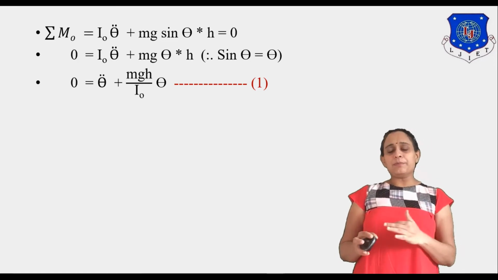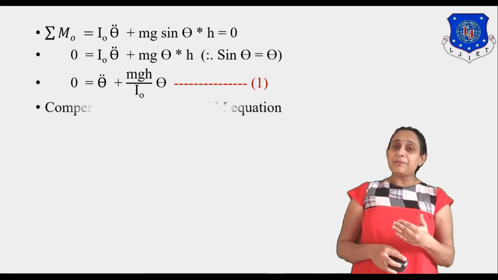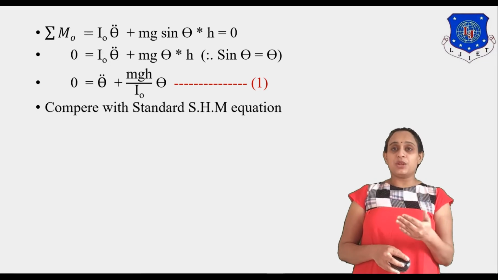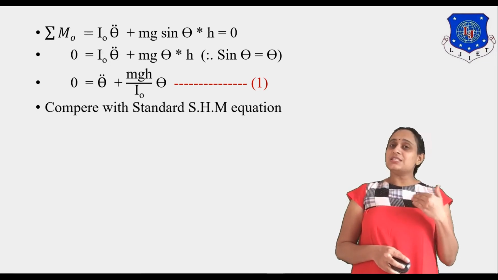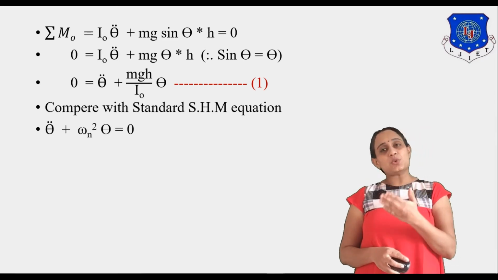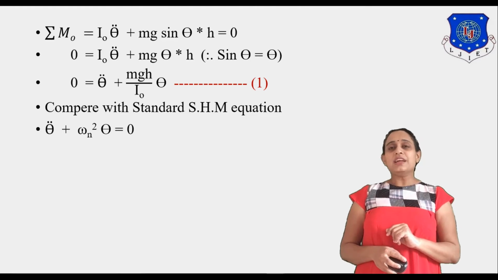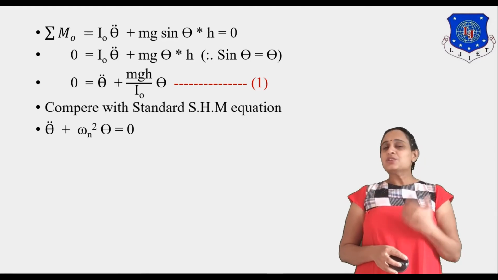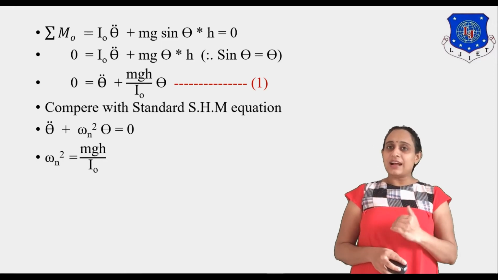Now let us compare this equation with simple harmonic motion. By comparing, the equation is theta double dot plus omega n square theta is equal to 0. So what is the omega n square value? It is mgh upon I0. So omega n is the square root of mgh upon I0.